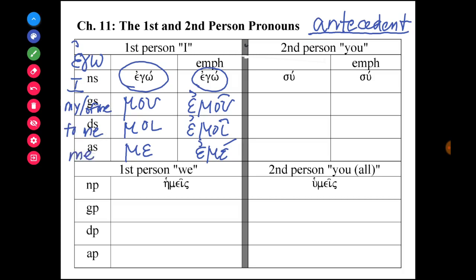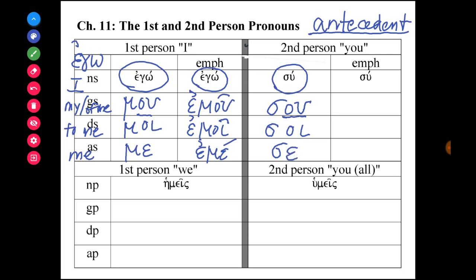And if I wanted to use the second person forms for you singular, it would be su, and the genitive would be sou also, but it's spelled differently. Notice that, again, a very familiar case ending, the omicron upsilon signals the genitive singular. The dative singular would be soi, and the accusative singular would be se.